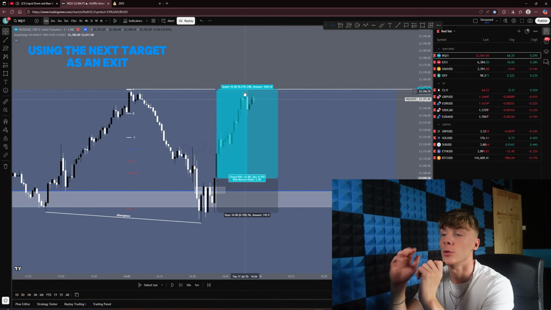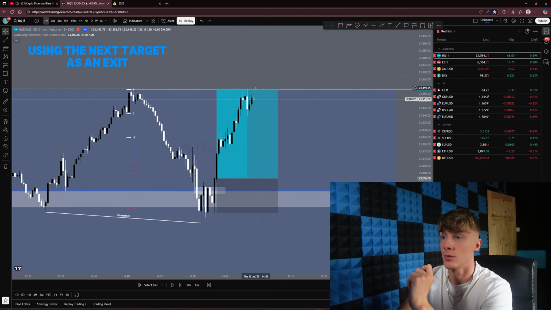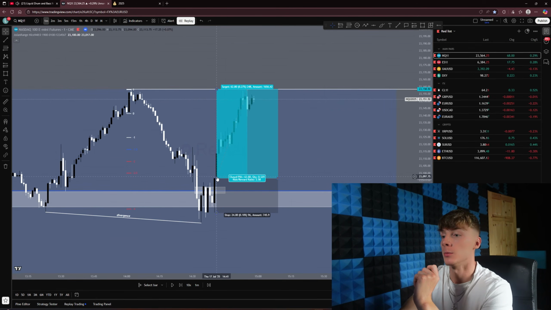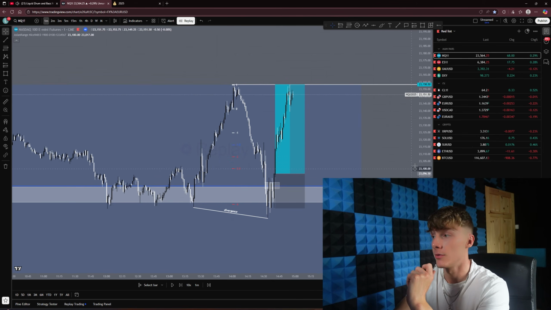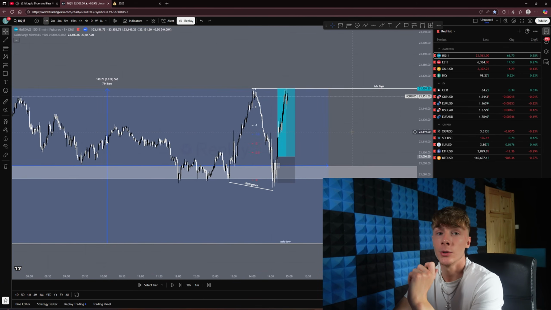So as you can see, we've come straight up to our take profit with minimum drawdown. And you can just see how much of a magnet this is for price action. As soon as we got a bit of momentum, we continued that bullish momentum and we've continued all the way to London high. Now this for us is a very textbook trade, and it's just simply using targets.